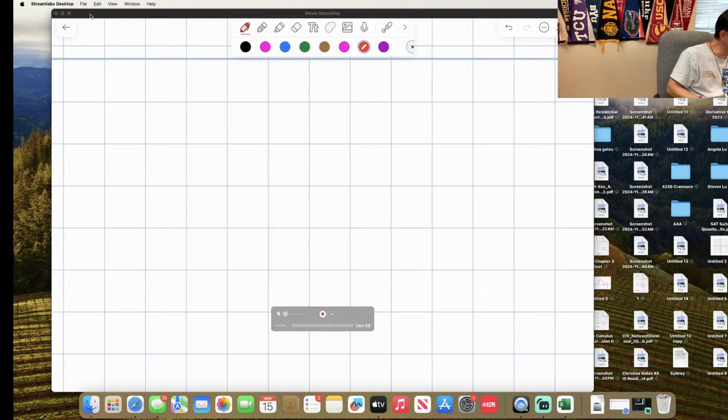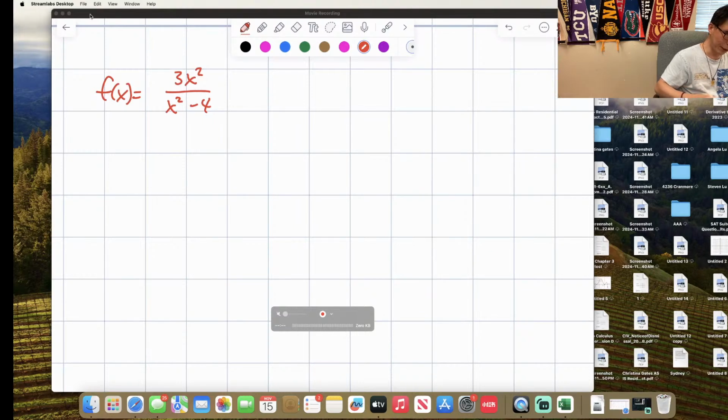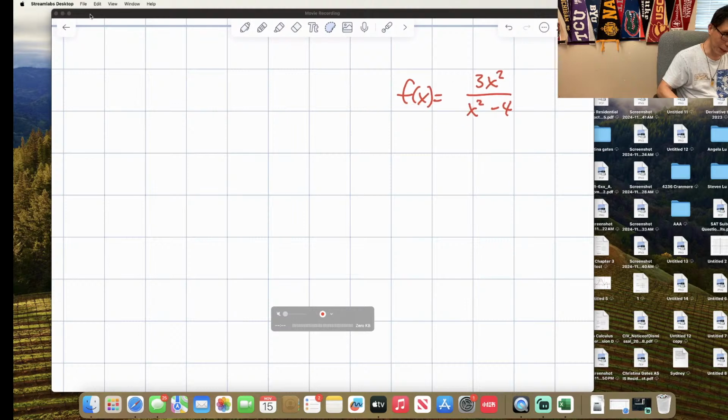All right, let's talk about how to graph a rational function. Graphing a rational function has a lot of things that you have to determine. So I'm gonna pick f of x equals 3x squared over x squared minus 4. I'm gonna pick this function and try to graph this as much as I can. But first, let's figure out the steps that you have to go through to graph a rational function.